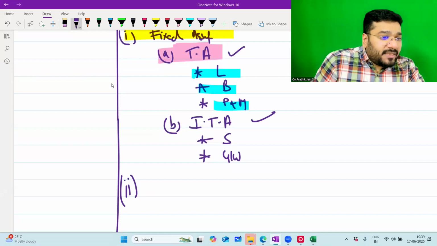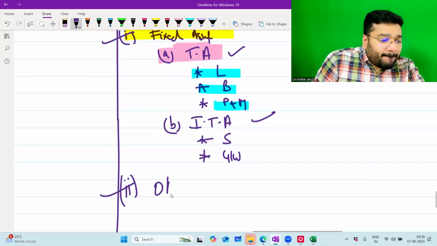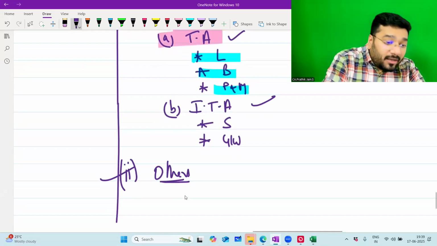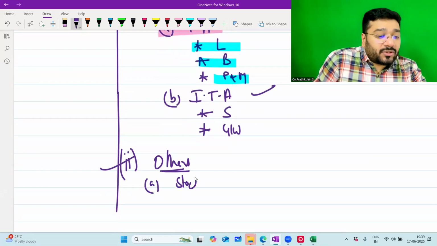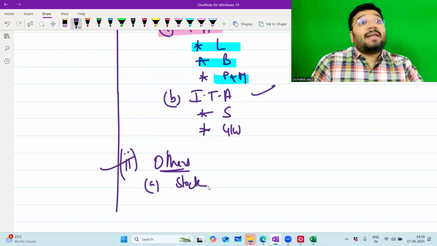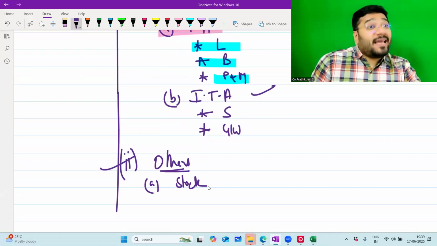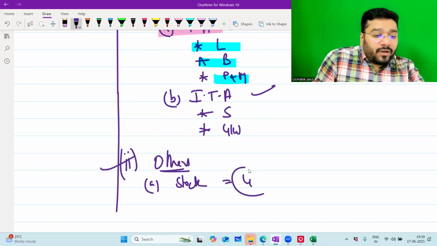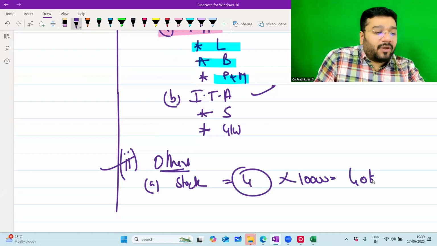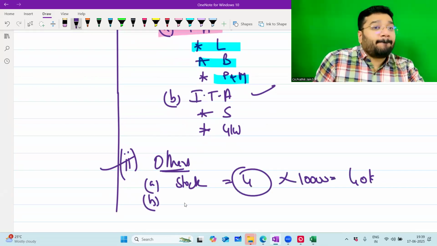If number one is fixed asset, number two is others. Under that, you have A, stock. Stock means what? Closing inventory. 10 mobile phones I purchased, 6 I sold. How much is remaining? 4. That is called stock. The value of that 4 I'll record here. For example, if 10,000 is the value of each, then 40,000.